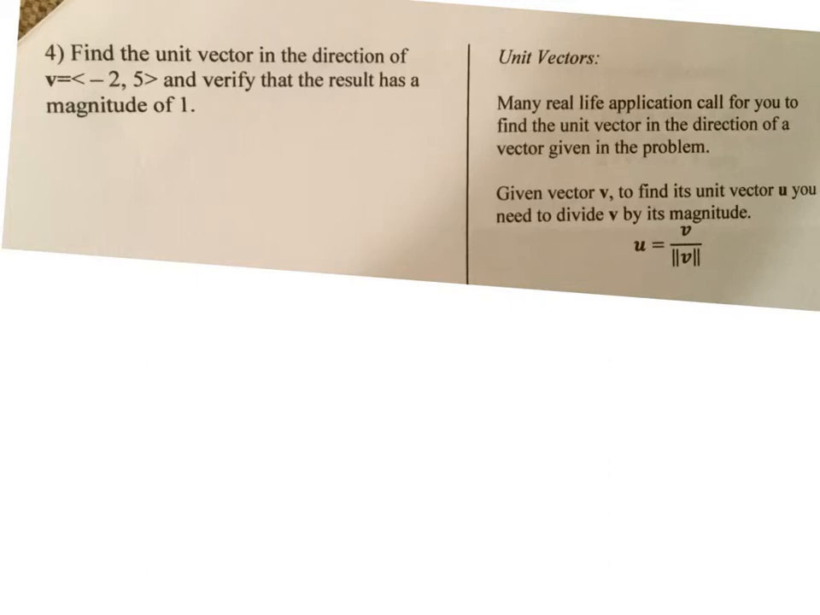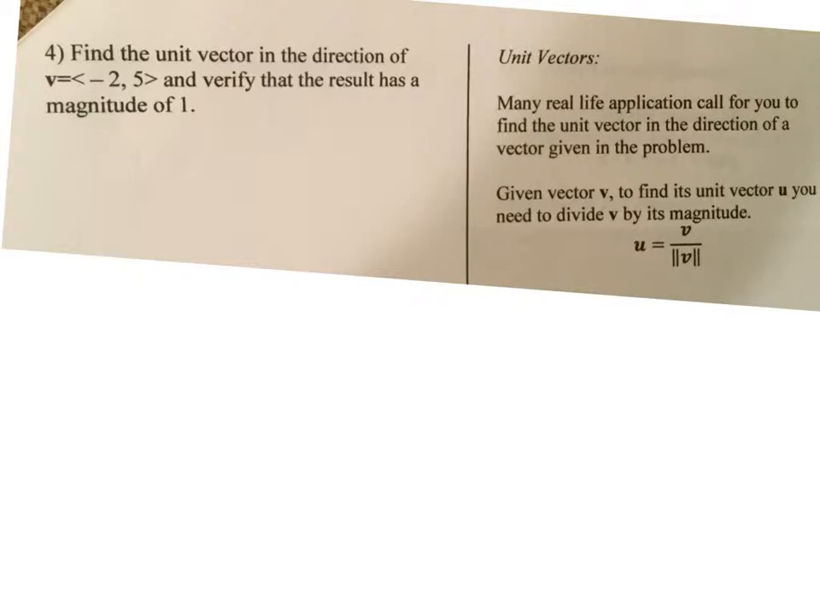Okay, so this video is to finish the backside of your bank paper of notes. On the front side video, I introduced what a unit vector was, and I said I'd talk about it more later. Well, now it's later. Problem number 4 says that I want to find a unit vector in the direction of v, which is <-2, 5>, and then I need to verify that its magnitude is 1.